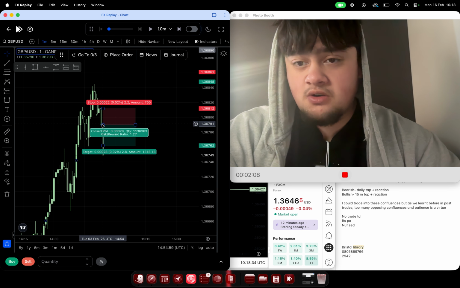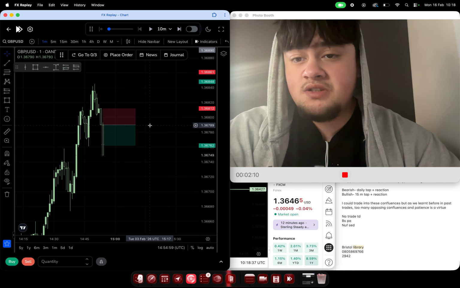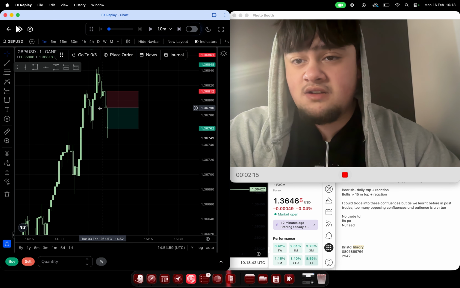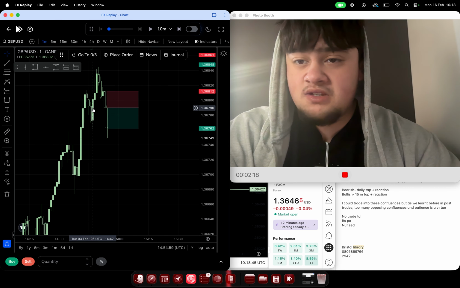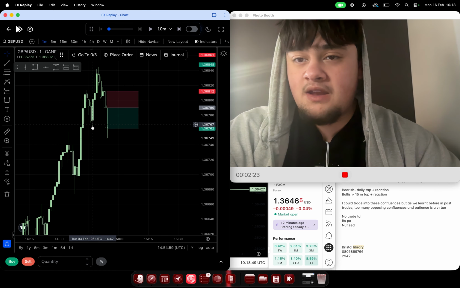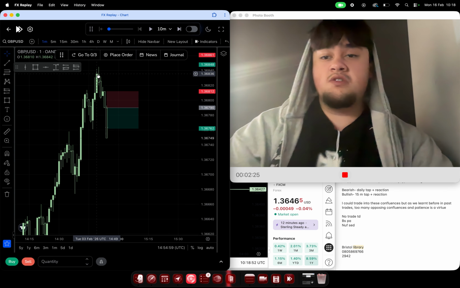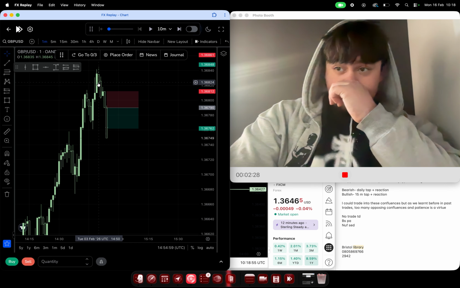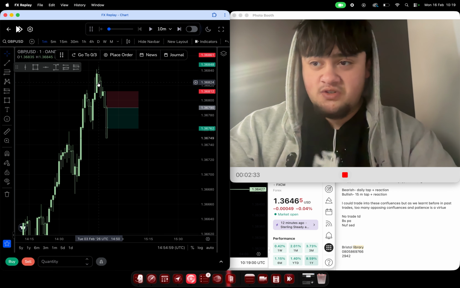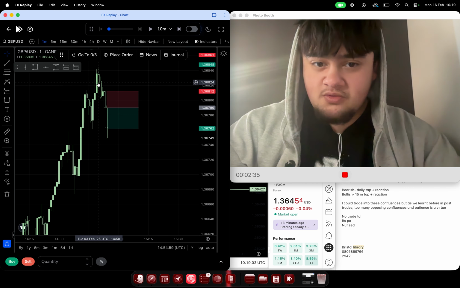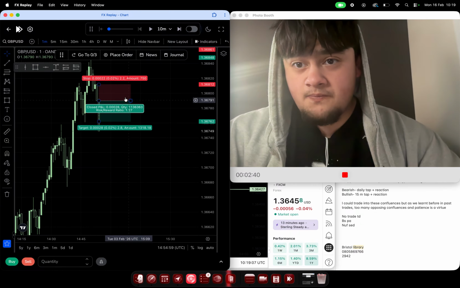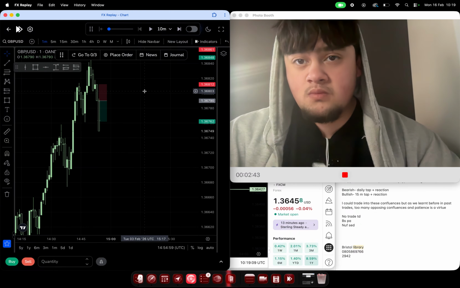Tap, closure below, entry. And this wasn't at opposing confluence. So what I mean by that is, when I entered, it wasn't in a fair value gap. There's no fair value gap within here, and it also wasn't at any sort of liquidity peaks. So the reason why it works is because you're taking the trade into the next area where it could have a reaction. So from here, just shorten this a bit.